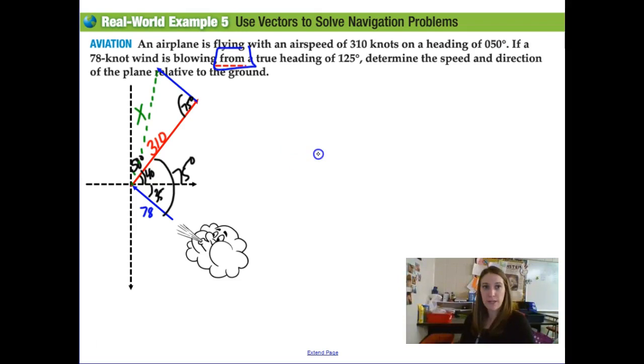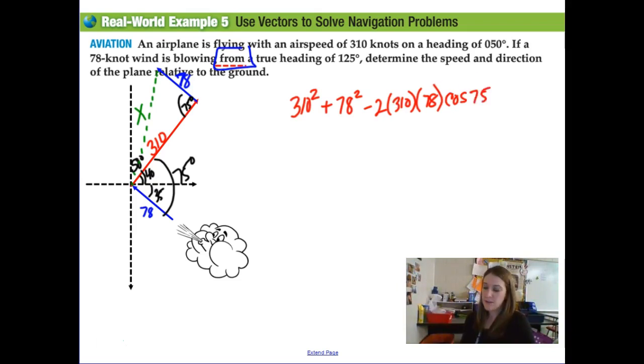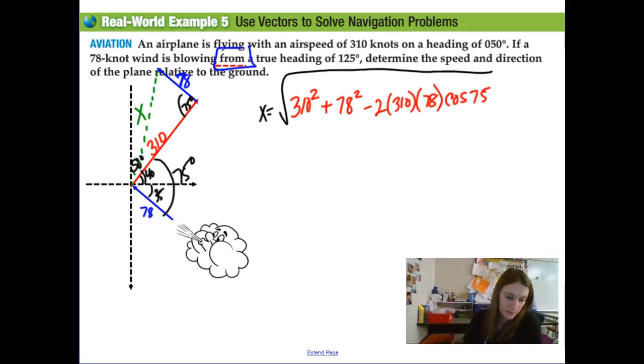So what I have going on here is a triangle, and this blue line is still a magnitude of 78. It's a little hard to tell what's going on because it's all messed up together, but in this triangle, I think I can use law of cosines to find x. So we could set up 310 squared plus 78 squared minus 2 times 310 times 78 times the cosine of 75. And that's going to equal x once I square root it. And once I type all that into my calculator, through the art of somebody else already doing this for me. Oh, wrong paper.